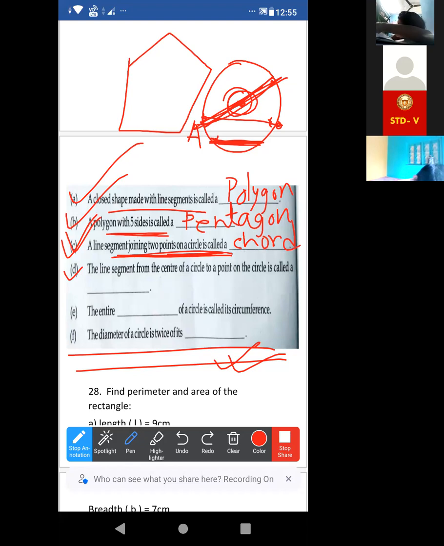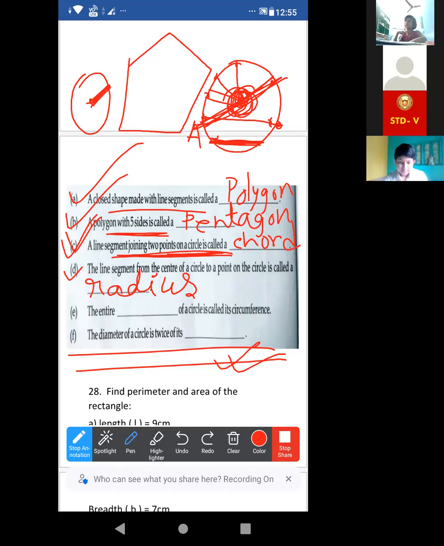The line segment from the center of a circle to a point on the circle is called the dash. Look, that means we have to take one point as the center and the other one on the circle. It is always a radius. If one point is the center itself and the other one is on the circle, if we join this, then we'll get the radius. Half of the diameter basically. All these things I will explain, don't worry. Just write over there radius. Retain.